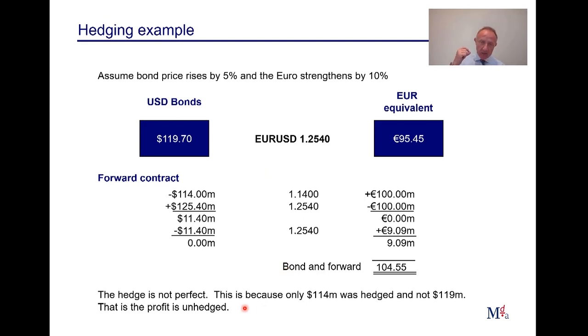To get the hedge precise, we'd actually have to know that the bond price is going to move to 119 and hedge the 119 rather than 114. So these currency hedges are never a precise science. You can't get the hedge absolutely precise, but you can do pretty well with it.